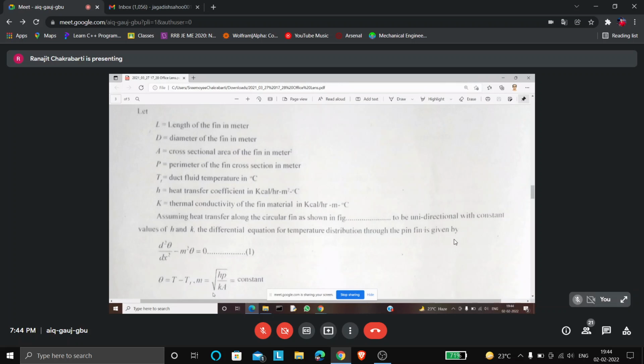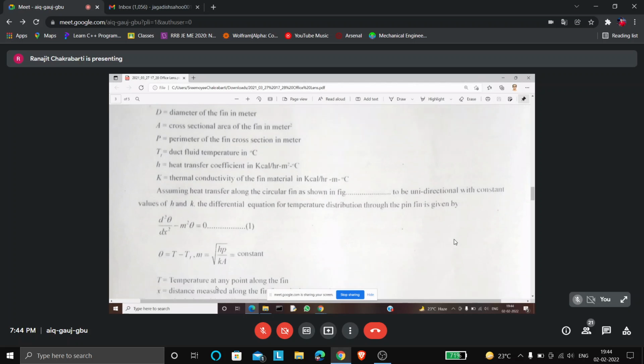M squared rather is hP by kA. H is the convective heat transfer coefficient on the surface of the fin, P is the perimeter of the fin, A is the cross-sectional area of the fin, and k is the thermal conductivity of the fin material. All these things are written here, right? But one thing, this K is capital, this k is not capital. You can think that this is small k. There are some printing mistakes here and there.